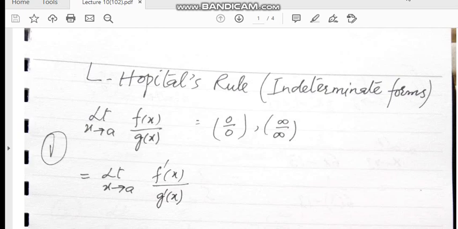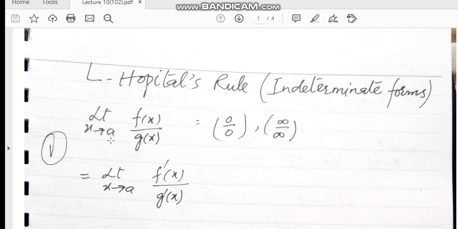Finding limits of indeterminate forms of functions using L'Hopital rule. Indeterminate forms are if the functions are in 0 over 0 form, infinity over infinity form, 0 into infinity form, or they could be in infinity minus infinity form. But I am dealing with these three types of functions in this lecture.